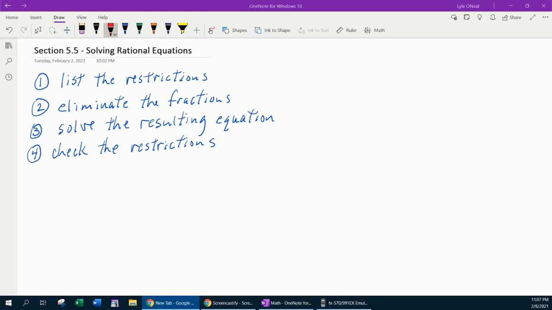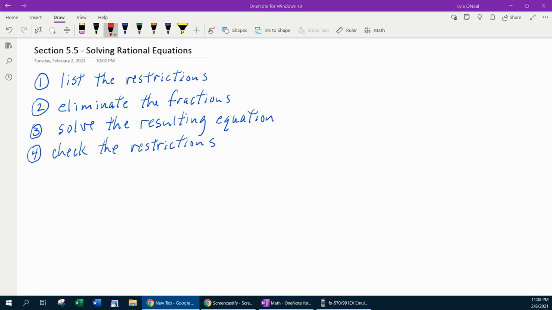This is going to be from section 5.5 in our text. First of all, you need to know what a rational equation is. Well, the way I remember this is rational rhymes with fractional. Rational equations are fractional equations where you have a variable in the denominator.